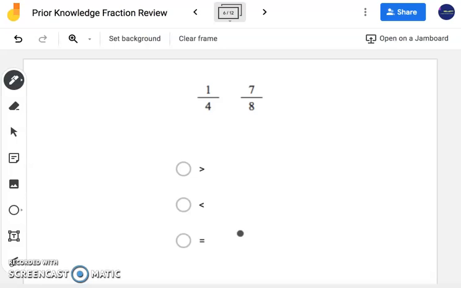And by using those benchmarks, well, 7/8 is much closer to 1, and 1/4 is closer to 0. So clearly 7/8 is larger. Those are two great ways to take a look at this. You can also choose to draw a picture if you would like. That's absolutely fine. Another way is also my equivalent fraction method.